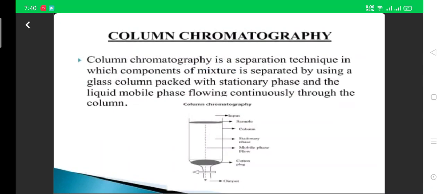Column chromatography. Column chromatography is a separation technique in which components of a mixture are separated by using a glass column packed with the stationary phase and the liquid mobile phase flowing through the column.